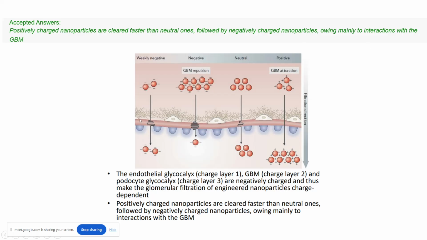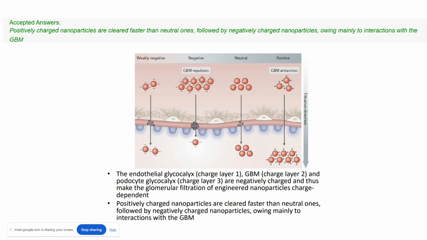Okay, so we have the basement membrane here, and then these are endothelial cells. These endothelial cells have glycocalyx, which forms charge layer 1, and then we have the basement membrane, which is charge layer 2, and the podocyte glycocalyx. These also have a glycocalyx coating, which is the third layer of charge. So if your particles are positively charged, they'll be attracted fast because of these negative charges, as compared to your neutral or negative ones.